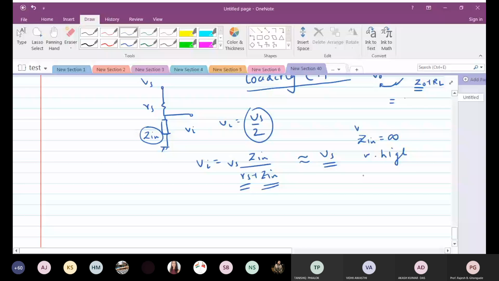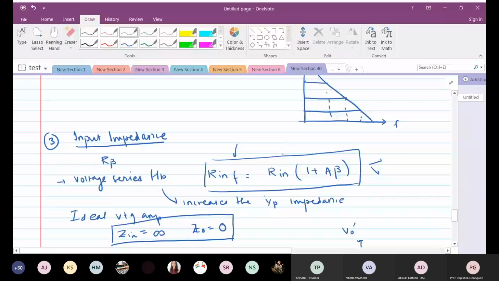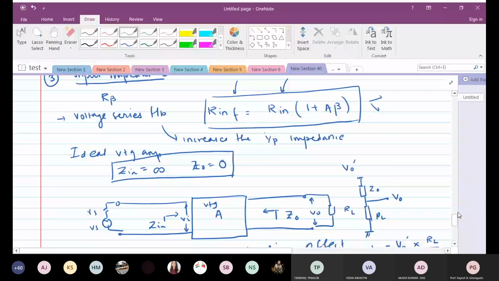practically very small. This is very important. So with feedback, I'm actually increasing the input impedance. So whether it is good or bad, it is good. But when we talk about only voltage amplifiers, remember my discussion is restricted only to voltage amplifiers. For current, it will be different.